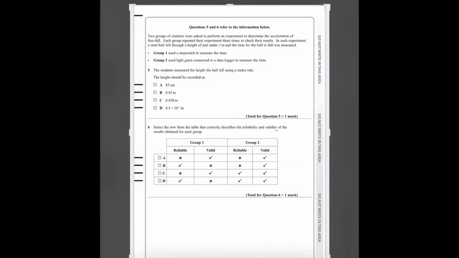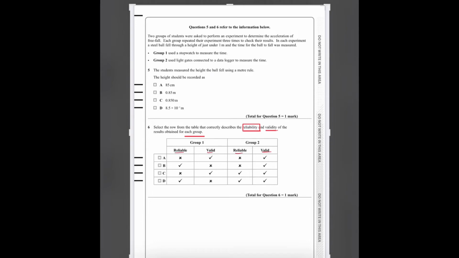So number 6, select the row from the table that correctly describes the reliability and validity of the results obtained from each group. So reliability is basically the probability that the values we are measuring are correct, and validity is, regardless of the values being correct, whether we can trust the values or not. So let us see group 1 and group 2. We have to mark the reliability and validity.